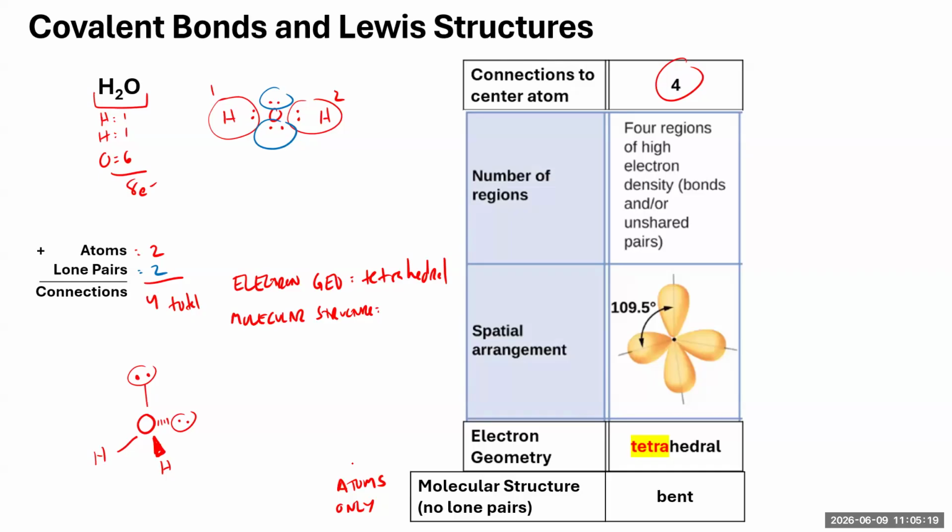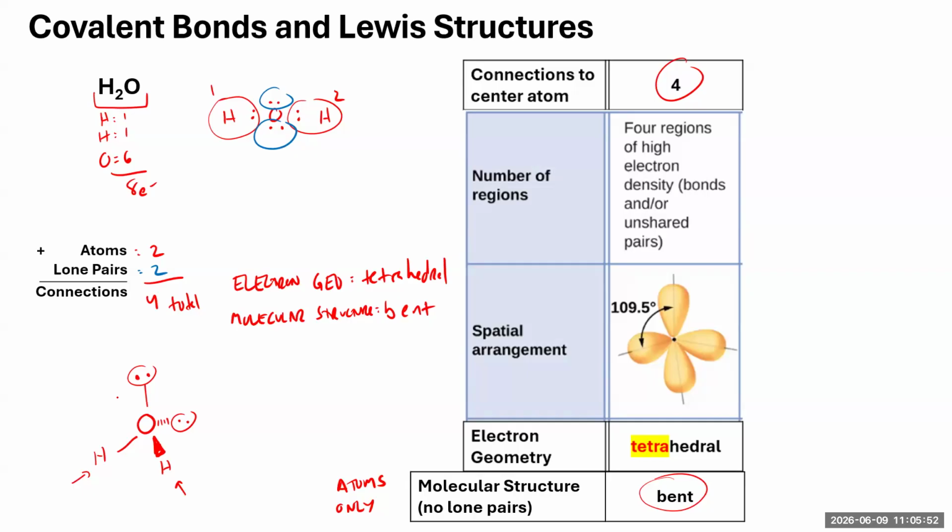Well, chemists are not that fancy and not that creative, I guess, especially a couple hundred years ago. They're just going to call it bent, like a bent line, right? So the electron geometry we know because it has four connections is tetrahedral. The molecular structure, again, we're just looking at atoms now, which are the hydrogen and the other hydrogen connected to that center atom. The new shape or structure is going to be called bent.